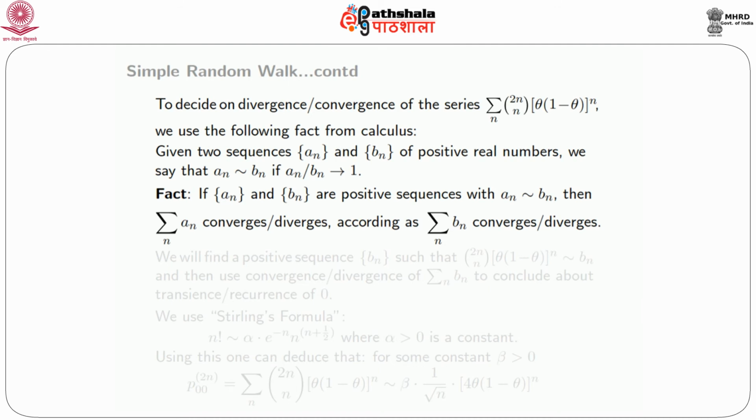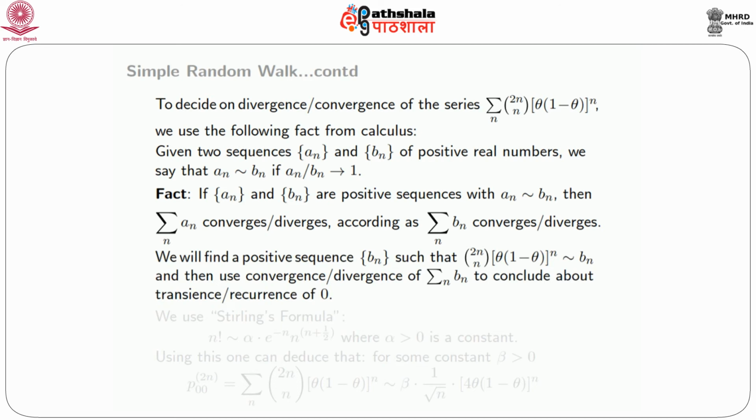That is, if you have two sequences here of the same order, then either both of them converge or both of them diverge. In other words, if you know the convergence or divergence of one series, then from that itself you can conclude convergence or divergence of another series. So what we'll do in our case is, we will find a non-negative sequence bn such that 2n choose n times theta times 1 minus theta to the power n is equivalent to bn, and then use convergence or divergence of the bn series to conclude the transience or recurrence of 0.